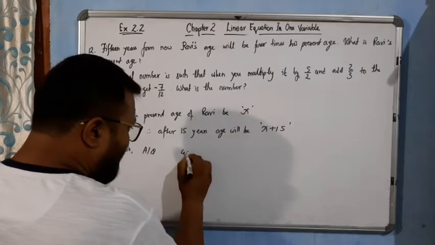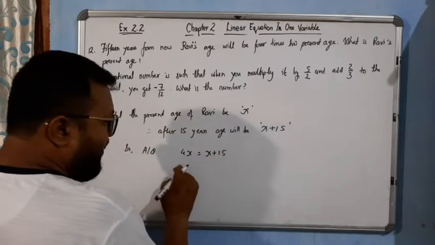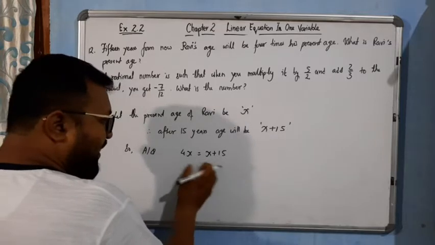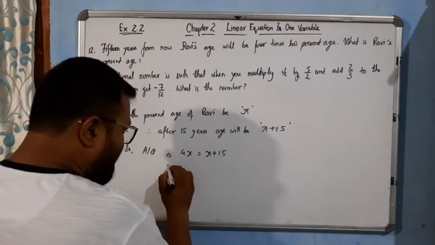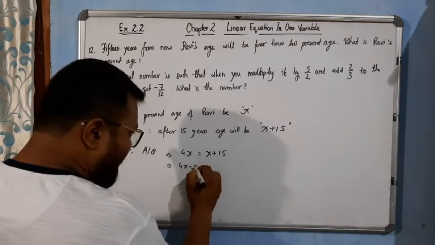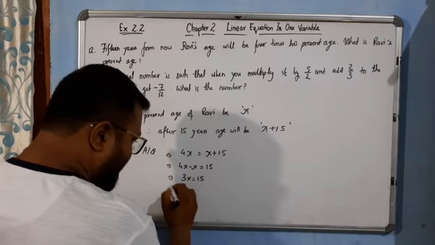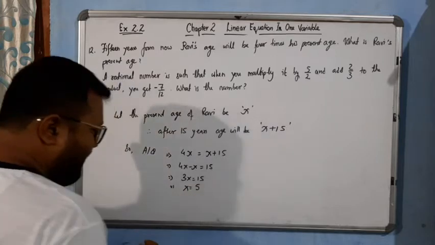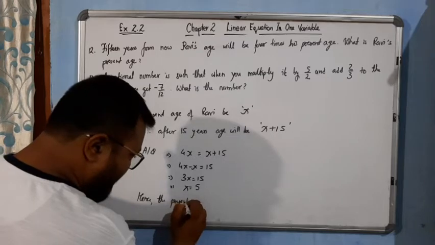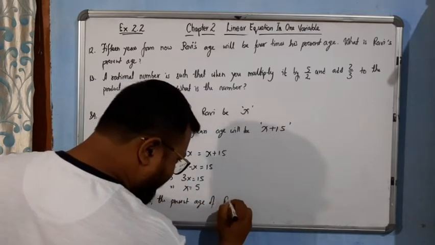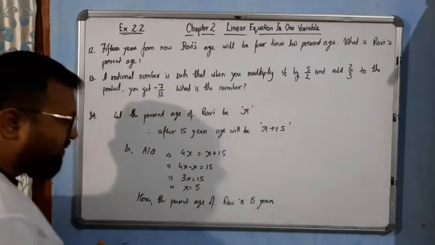So 4x, 4 into x equal to x plus 15. To make it equal, because this part is 4 times x, we have to multiply this one by 4. So now it will be equal. So 4x minus x equal to 15, which gives you 3x equal to 15, x equal to 5. Hence, the present age of Ravi is 5 years.